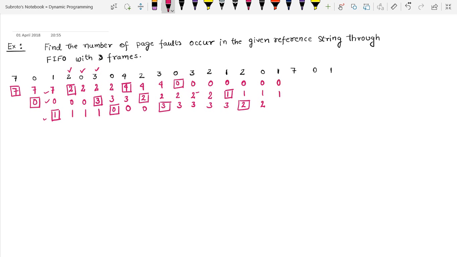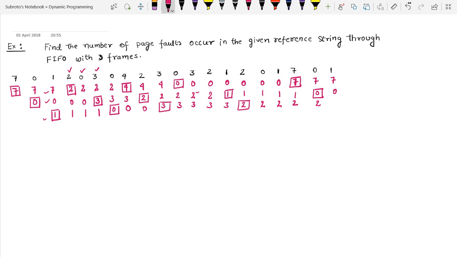Now we have to replace 0, as it is the oldest, with 7, 7, 1, 2. Now 1 is the oldest, so we replace 0 with 1 and box it. Now 2 is the oldest, so we have to replace 1 with 2 and box it.